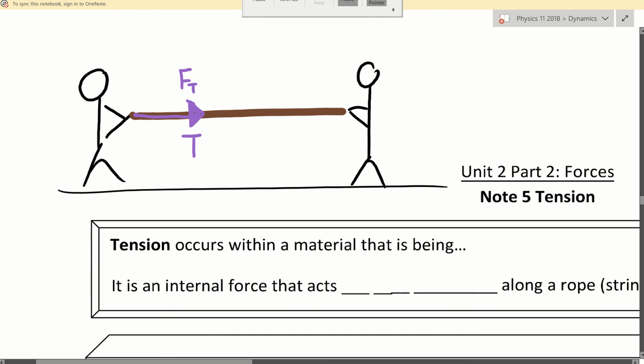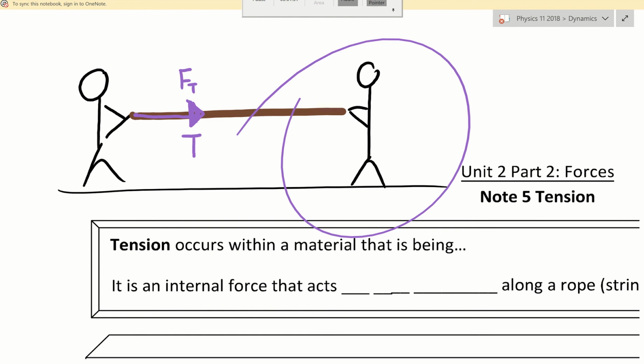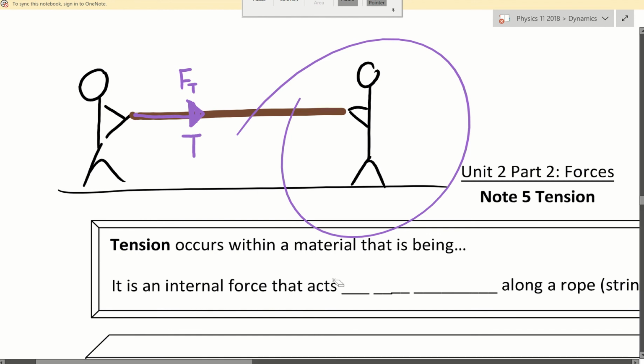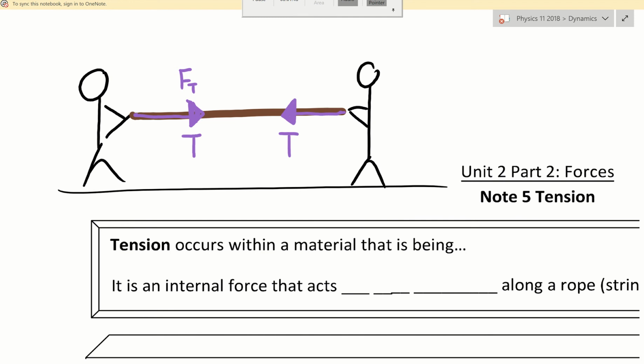Same name. But if you ask the person on the right hand side what she feels, she's going to say, I feel like there's a force pulling me to the left from the rope. And she will also be right. There is a tension pulling to the other side. They are both right from their own perspectives. That's why when we talk about tension, we have to talk about who is talking.